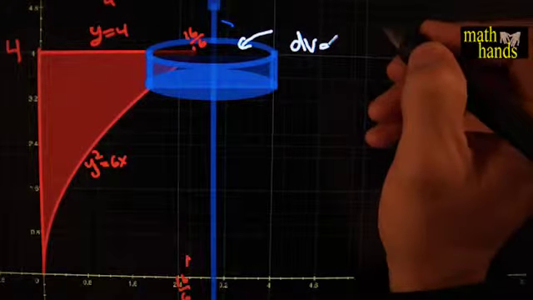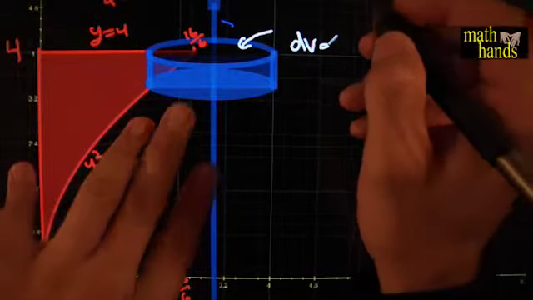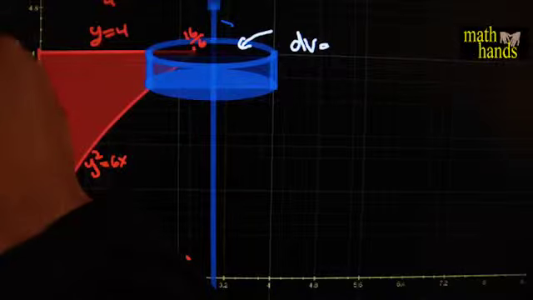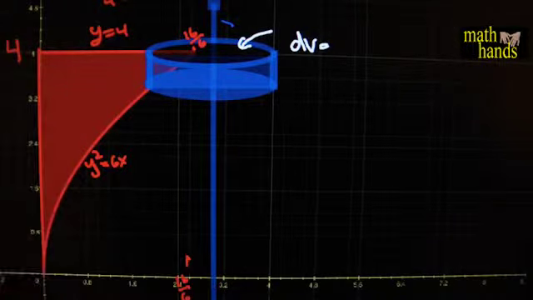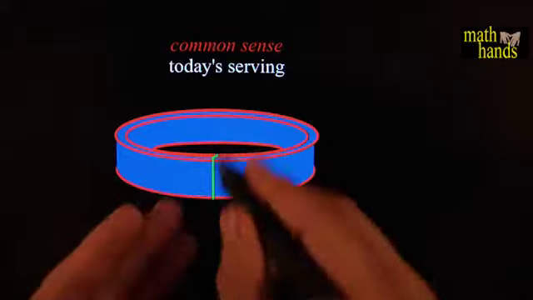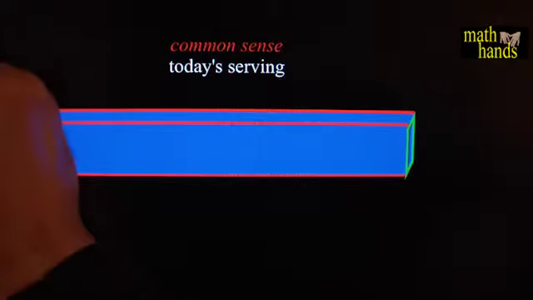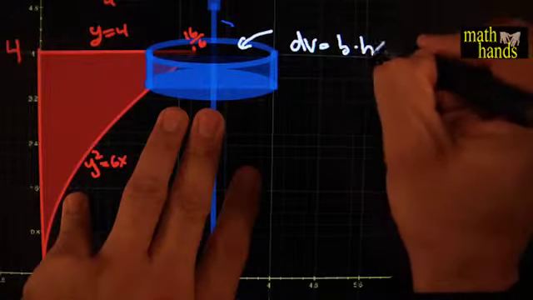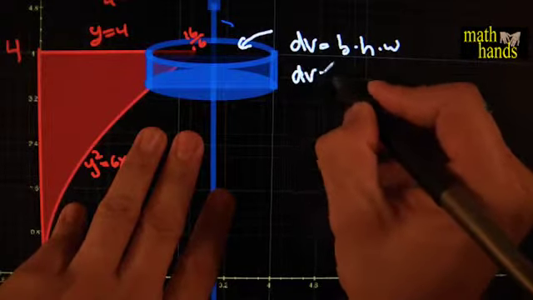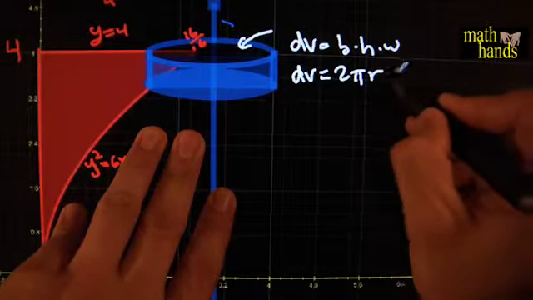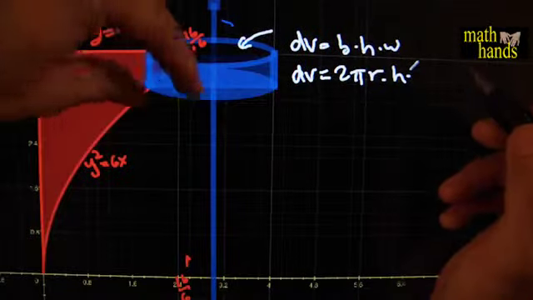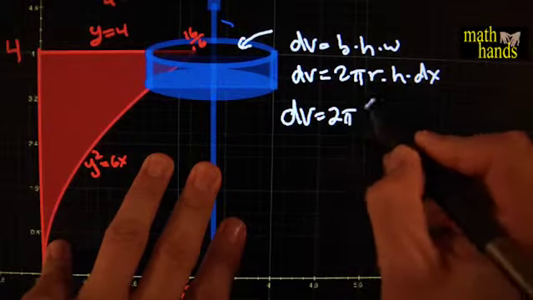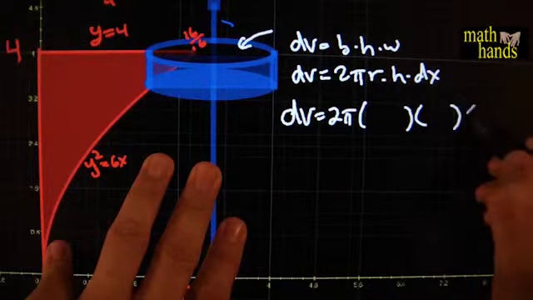Little volume. What would the little volume be? Well, again, this shape is no different than the other ones we've been doing. Topologically, they're all shaped like this, and if you cut that and open it up, it looks like a box. So this one's no different. The volume would be base times height times the width. The base would be 2 pi r. The width would be this much, which would be a dx. Then I leave some empty space here for my r and my h.